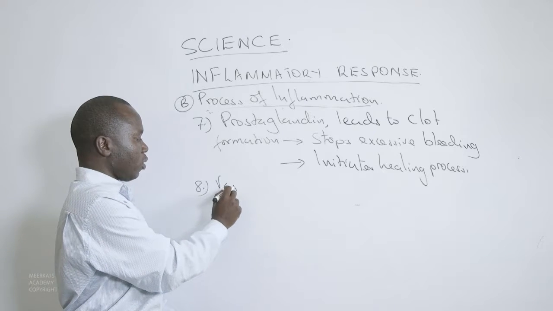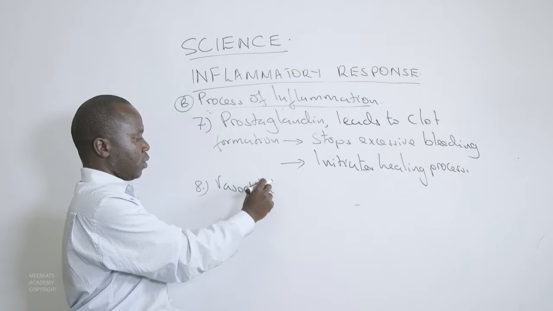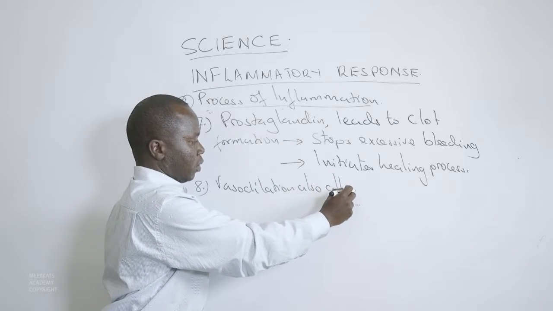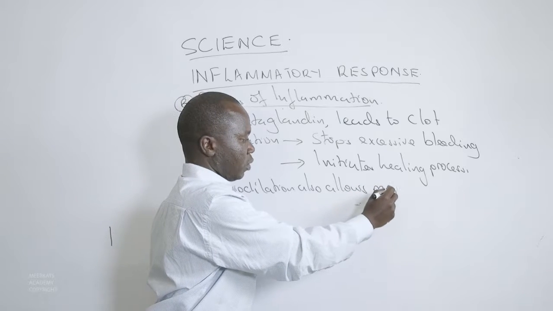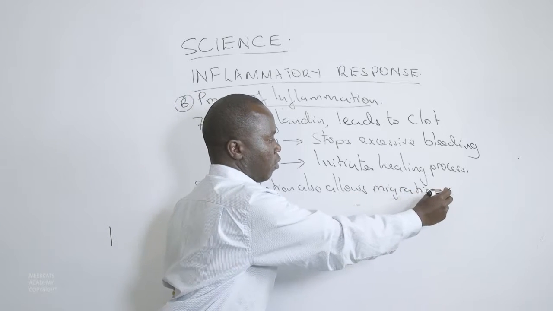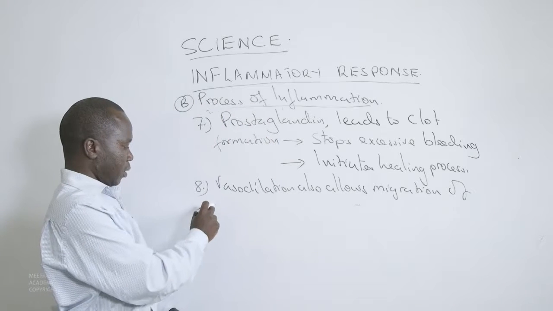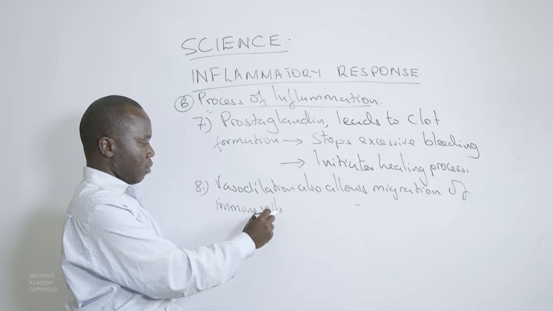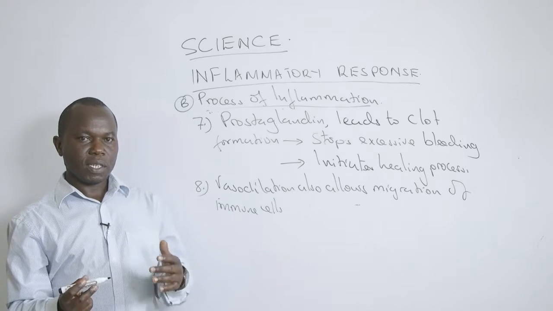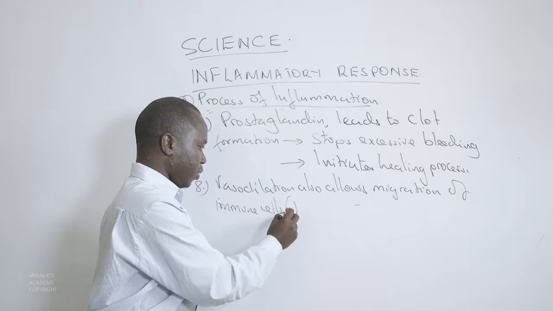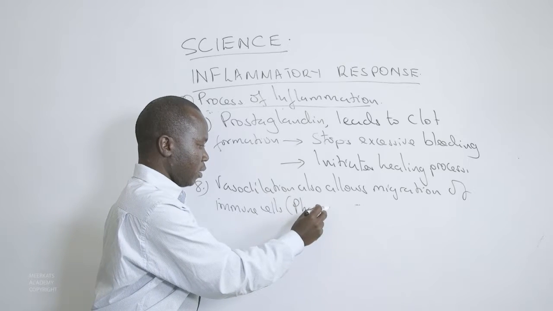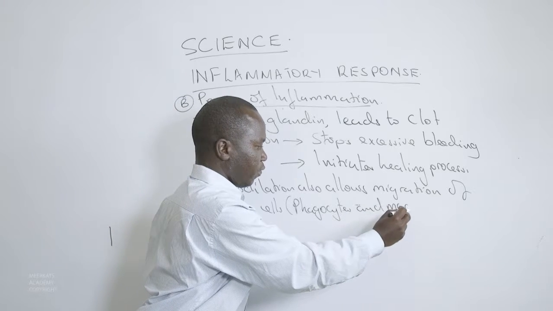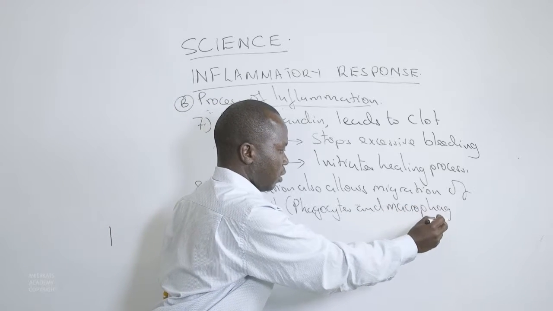So vasodilation also allows migration of immune cells. We have already mentioned those immune cells, two of them, the phagocytes and macrophages.